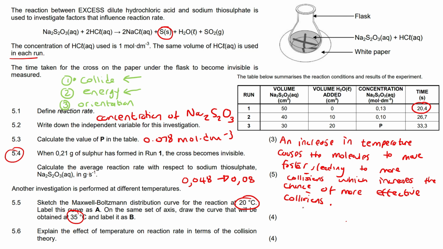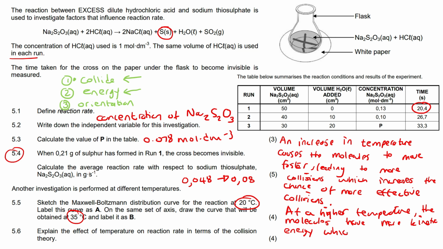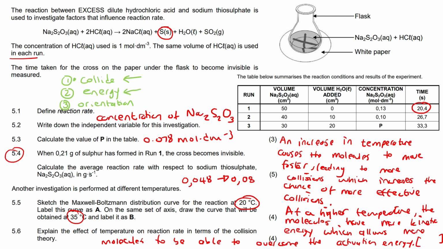Now, for a second point, because now I also want to talk about the energy, the activation energy. So at a higher temperature, the molecules have more kinetic energy, which allows more molecules to be able to overcome the activation energy. And then lastly, just end that off and say with an increase in temperature, the reaction rate increases. So you see how I addressed both of these. I first addressed the fact that if you can make the molecules move faster, they will collide more often.